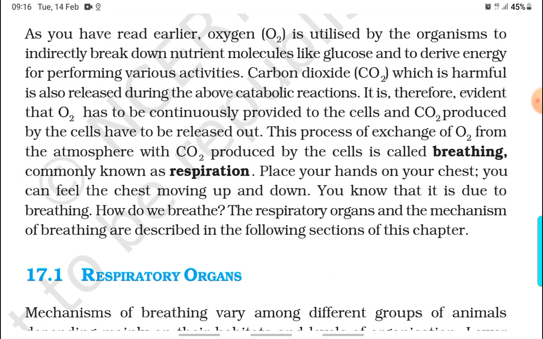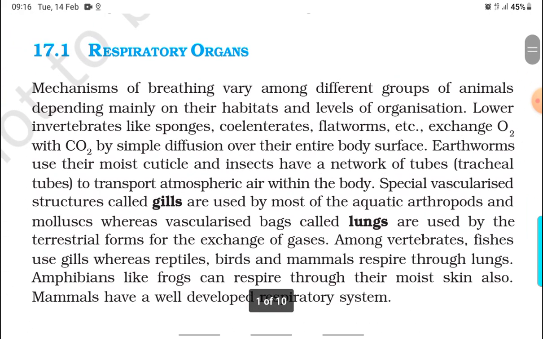You can feel the chest moving up and down. You know that it is due to breathing. How do we breathe? The respiratory organs and the mechanism of breathing are described in the following sections of this chapter.